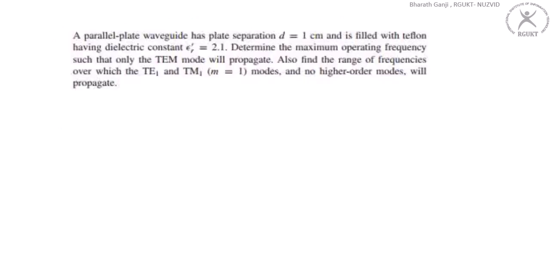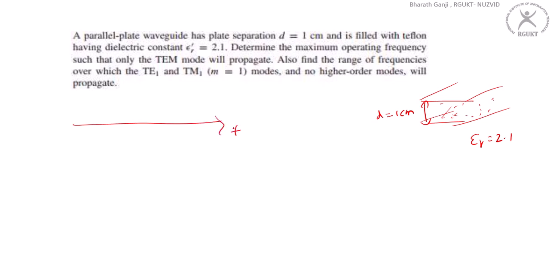Right, so let's move on to the last one. It's a question for a parallel plate waveguide, and the distance between the plates is given as d equal to 1 centimeter. It is filled with a dielectric medium whose epsilon r is 2.1. As you know, the dominant mode that travels is the TM mode, so they want it operated with TM mode propagation.